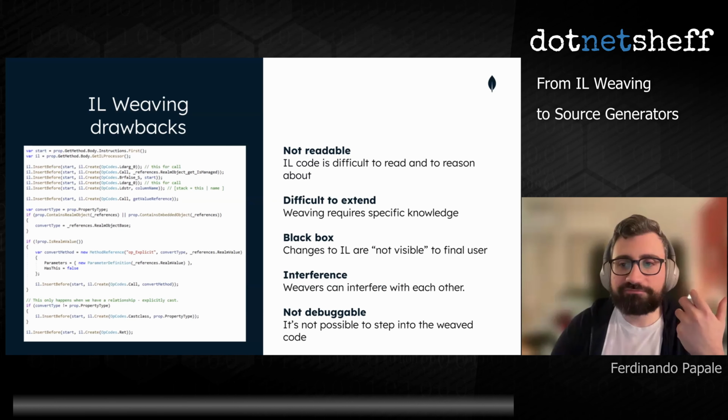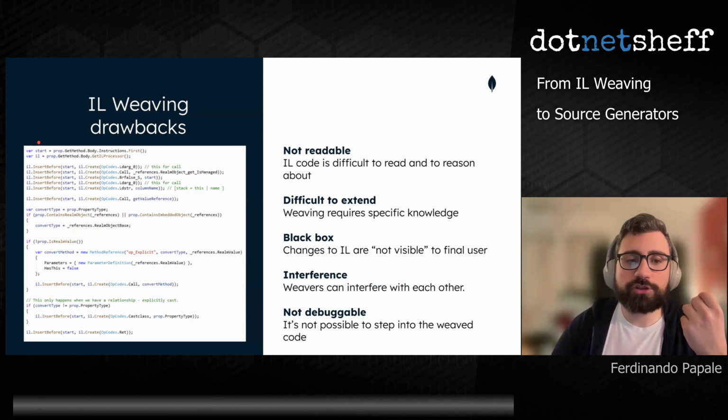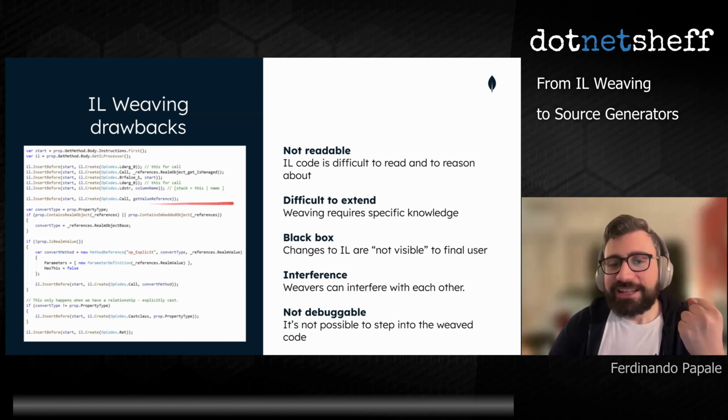And for this reason, it was also very difficult to extend this part of our code because you are working essentially with instructions. Here on the left, I have taken a screenshot from our source code where we do, I think, the weaving of the getter property. As you can see, you have a lot of inserting instructions in a certain place and so on. So it's not really user-friendly.